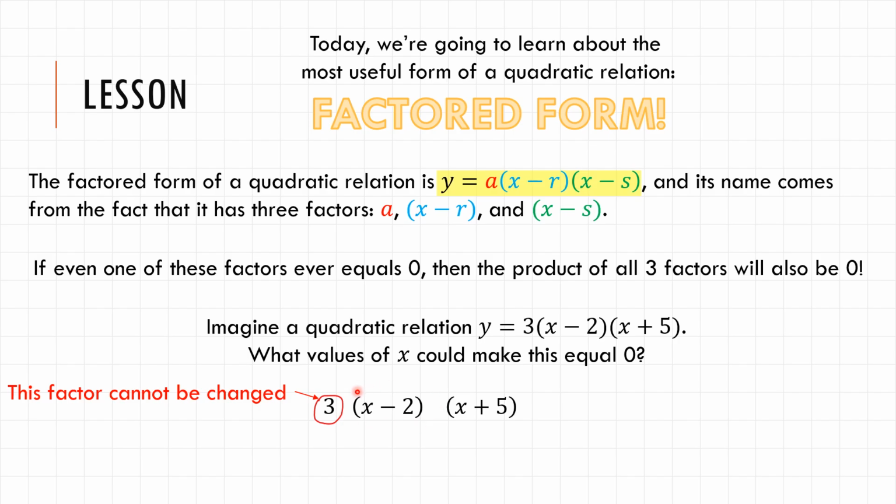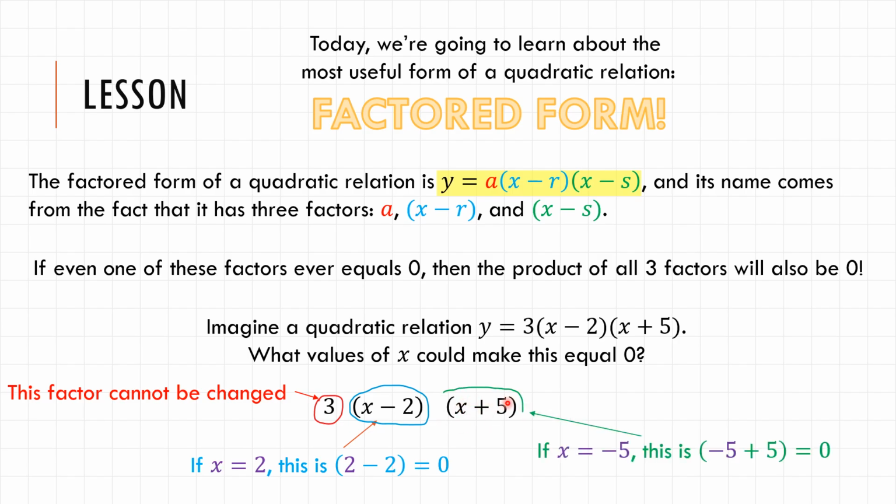Looking at the second factor here, some number minus 2. What minus 2 could get this to equal 0? Well, that's if x is 2. If x is equal to 2, then this would be 2 minus 2, and 2 minus 2, of course, is 0. And looking at the third factor, what number plus 5 gets us 0? That would be negative 5. So this would be negative 5 plus 5, and that would equal 0.